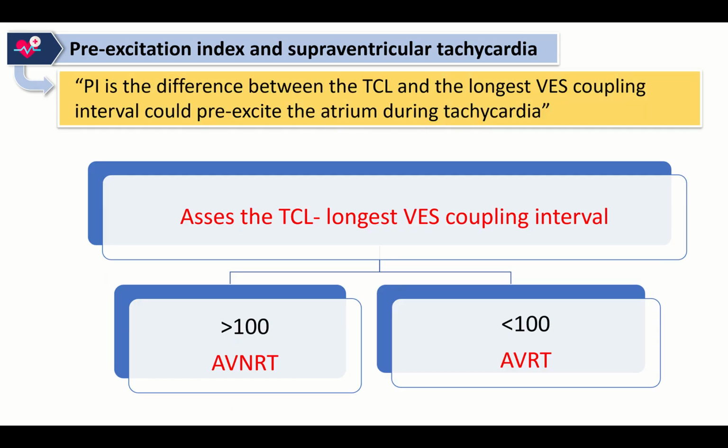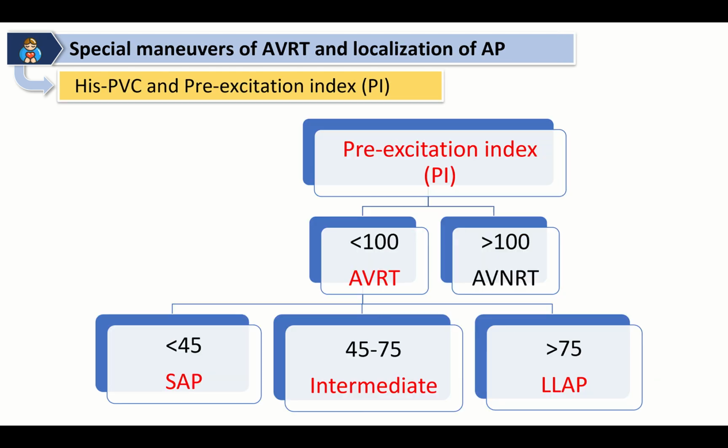Golden rule, we know before, pre-excitation index in AVRT is less than 100. Let's go to the advanced golden rule in AVRT pre-excitation index. If it is less than 45, it is septal accessory pathway. By the way, the original paper by Professor Miles confirmed this finding. All septal accessory pathways less than 45.